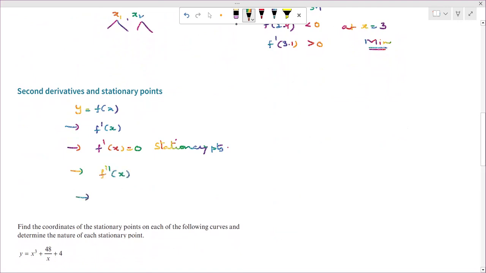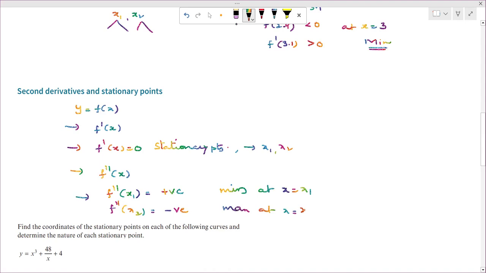After finding the stationary points, you will get two or three values depending on the function. So I substitute the stationary points into f double dash. If you get positive, you will get the minimum point at x equals x1. If I get negative, it is a maximum at x equals x2, like that. So you have to check whether it is positive or negative. If positive, it means minimum point. If negative, it means maximum point.